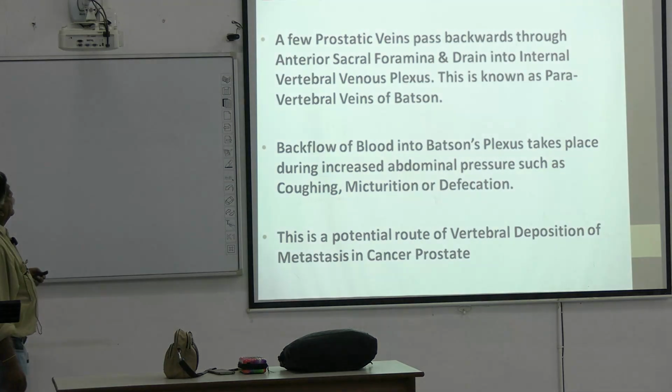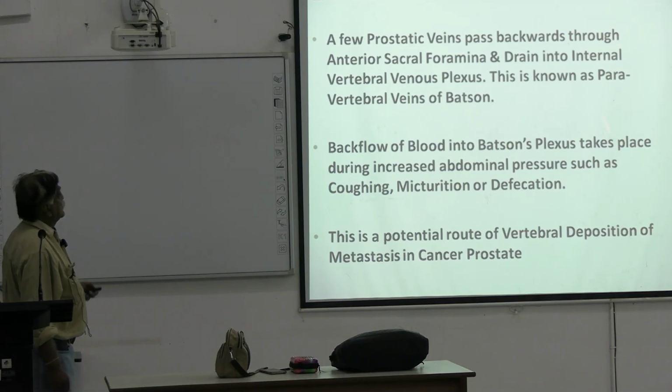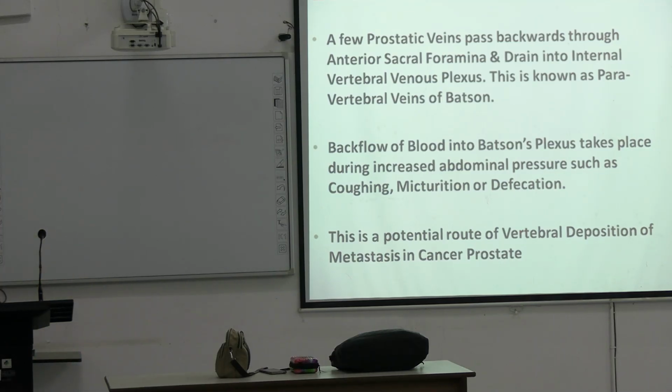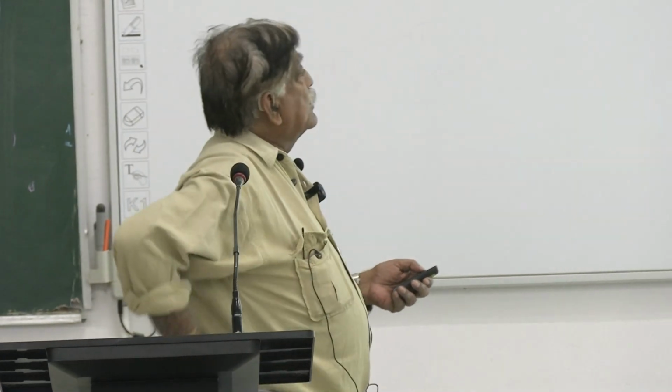Next. Now, Batson's venous plexus. A few prostatic veins pass backwards through the anterior sacral foramina and drain into the internal vertebral venous plexus. This is known as the paravertebral veins of Batson. Backflow of blood into the Batson plexus takes place during increased abdominal pressure such as coughing, micturition, or defecation. This is a potential route of vertebral deposition of metastasis in cancer prostate. If a short note comes on Batson plexus, then you have to give all these points: that in prostatic cancer, metastasis occurs in the vertebral column.